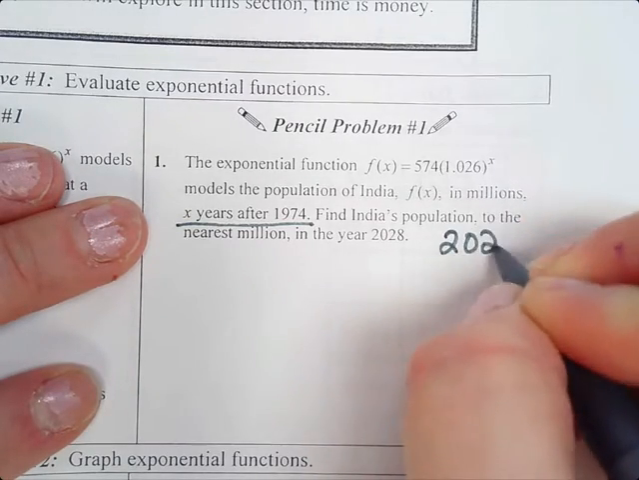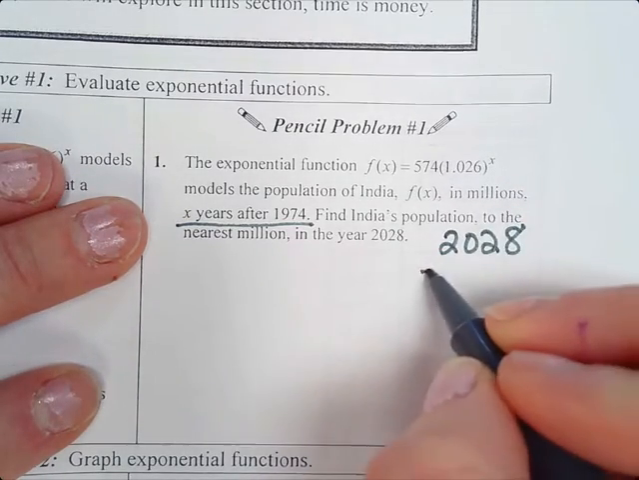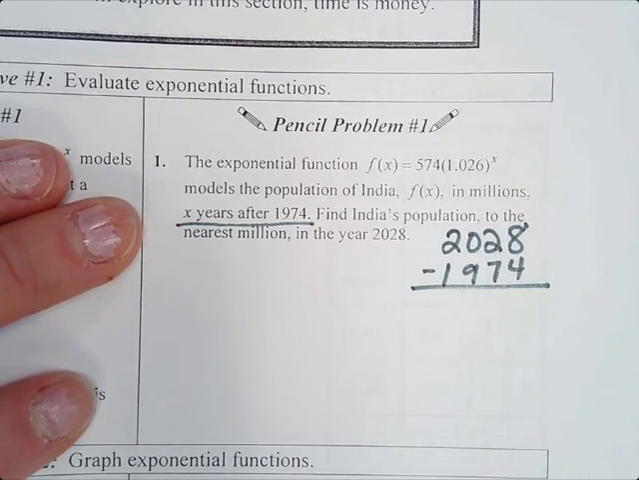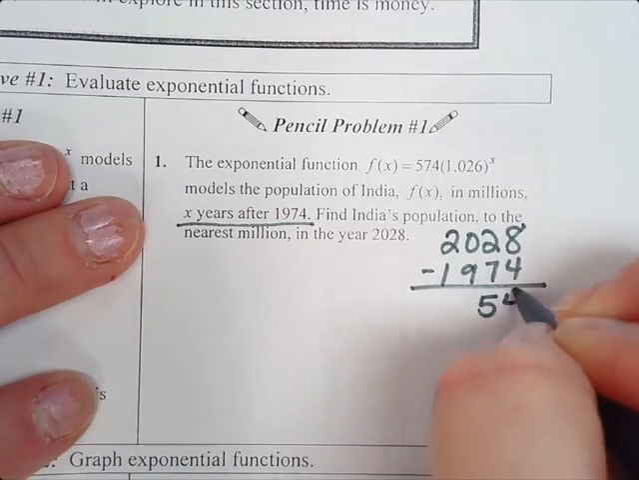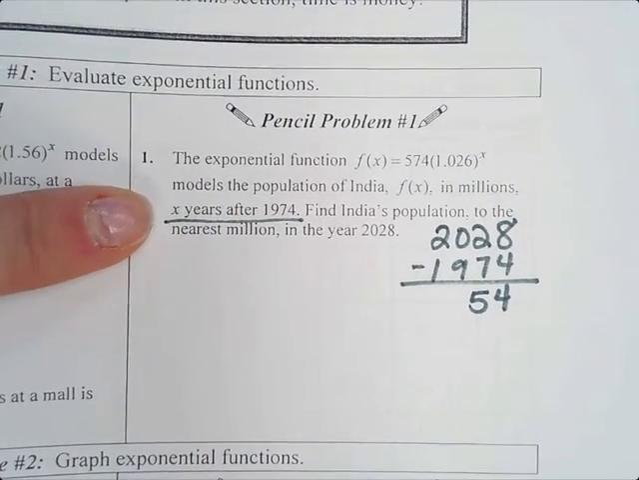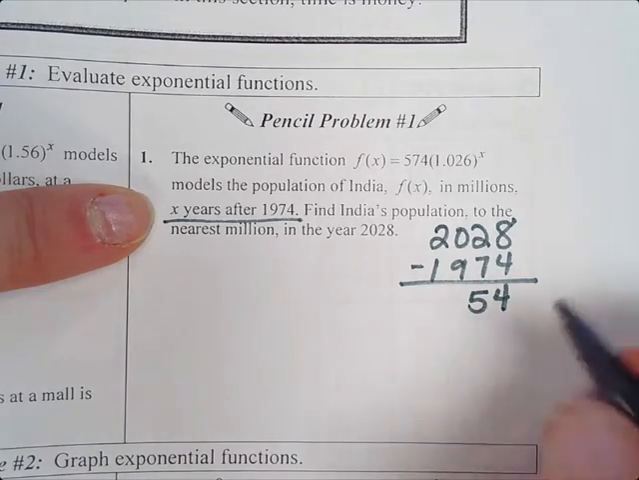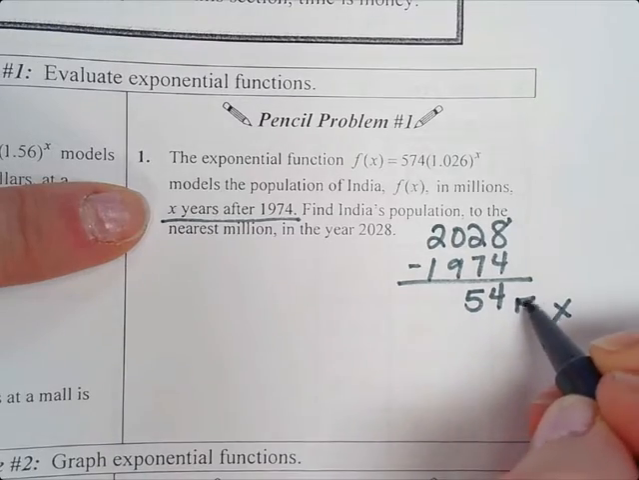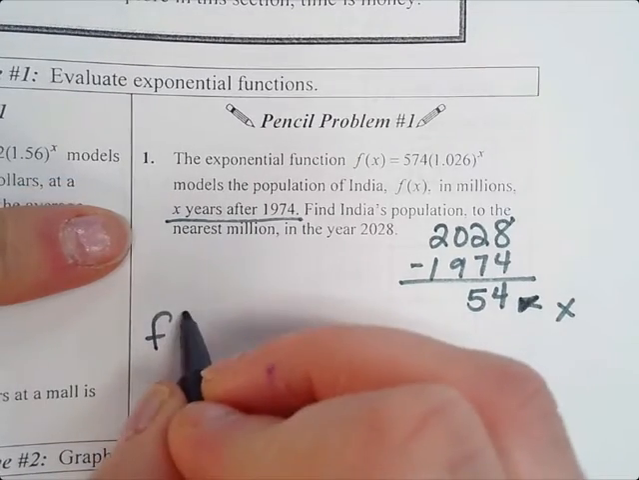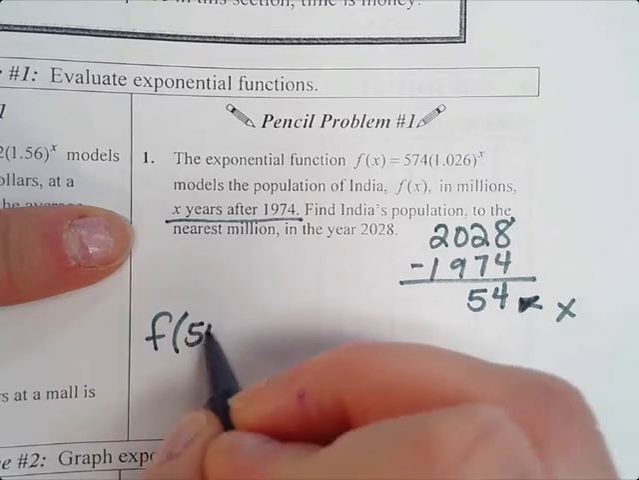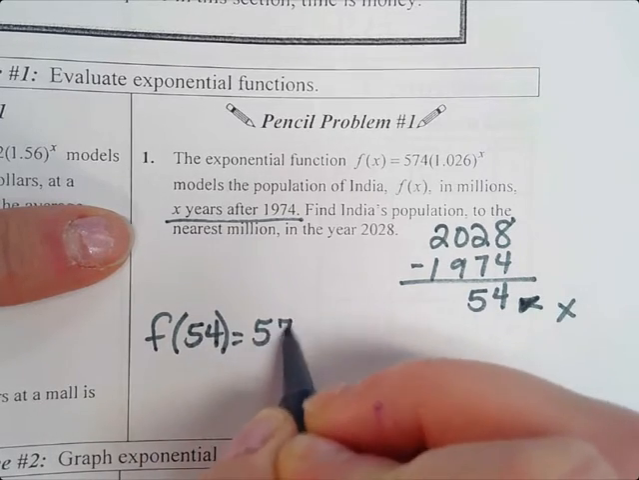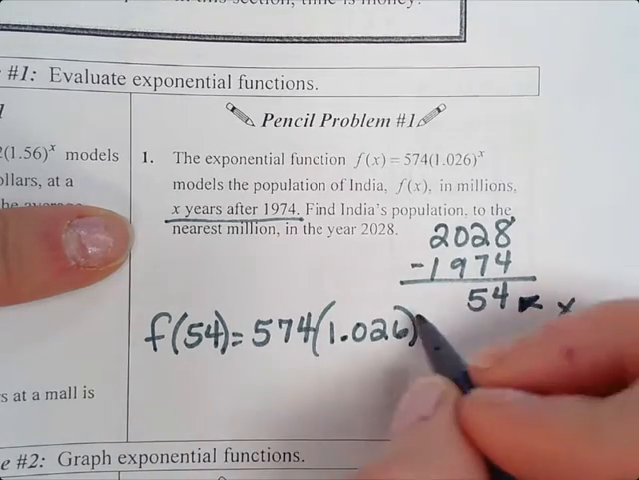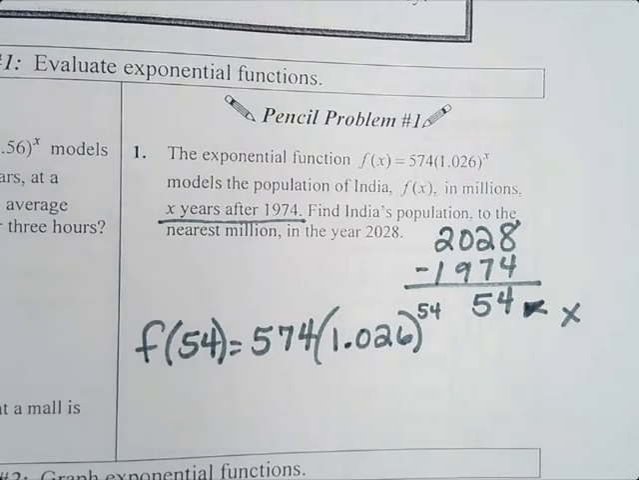So we'll do 2028 minus 1974 to figure out what our value of x is going to be. 54. Yeah, 54, because this tells us x years after 1974. So that's why you have to do that. So this is going to be our x value that we're going to substitute in. So we would do f of 54 equals 574 times 1.026 raised to the power of 54.